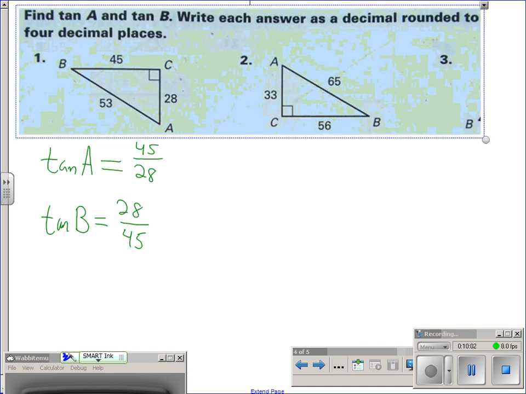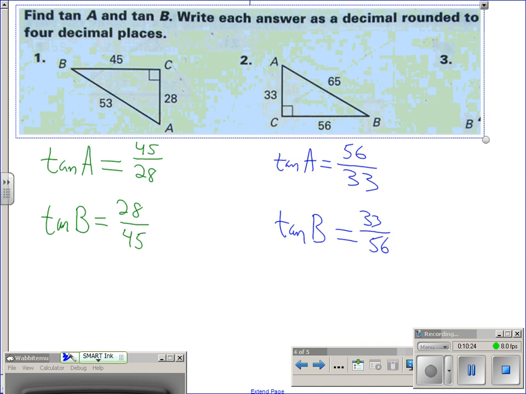In the second example, the tangent of angle A: opposite side is 56, adjacent side is 33. For the tangent of angle B, opposite side is now 33, the adjacent side is 56. Okay, and that's all you got to do for these things.